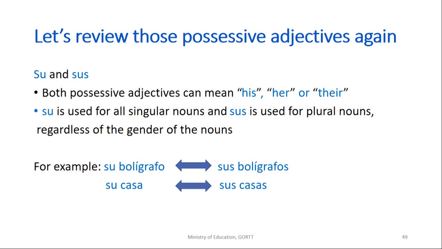Su and sus. Both possessive adjectives here can mean his, her, or their. Su is used for all singular nouns, and sus is used for all plural nouns. Again, regardless of the gender. Su bolígrafo, his or her or their pen. Sus bolígrafos, his or her or their pens. Su casa, his or her or their house. Sus casas, his, her, or their houses.